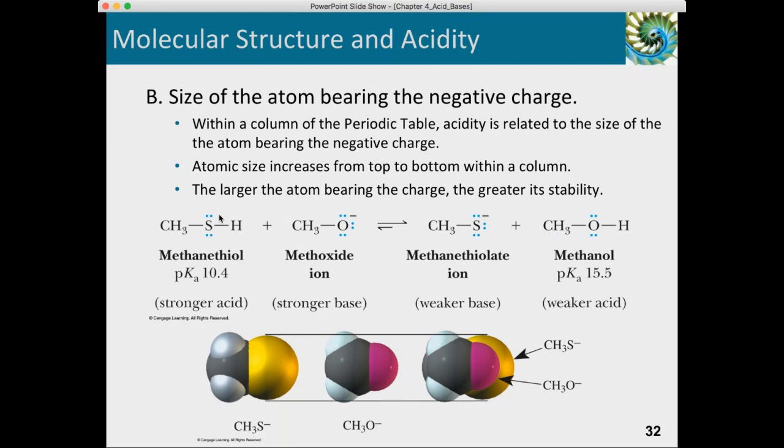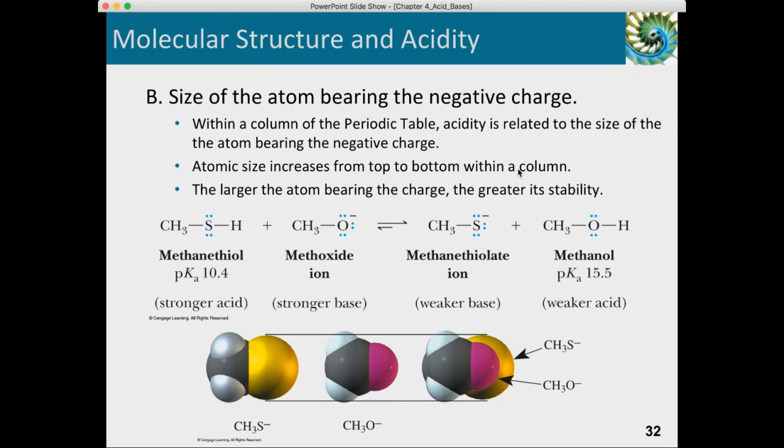So if you go down on the periodic table, what happens with the size? It increases. Electronegativity also decreases. So the bigger the atom, the better it can accommodate this extra negative charge. So that's how size is a factor. Because atomic size increases from top to bottom within the column, stability also increases from top to bottom in a column.